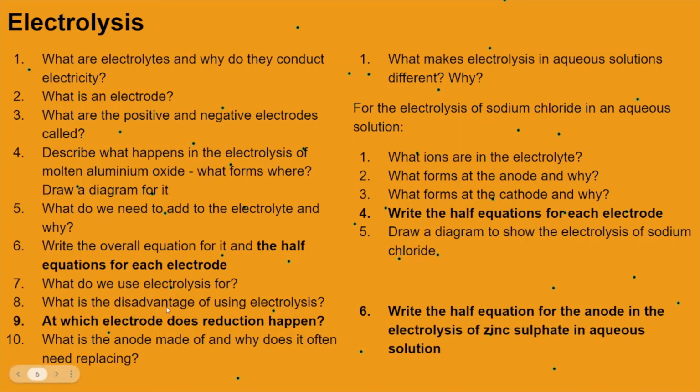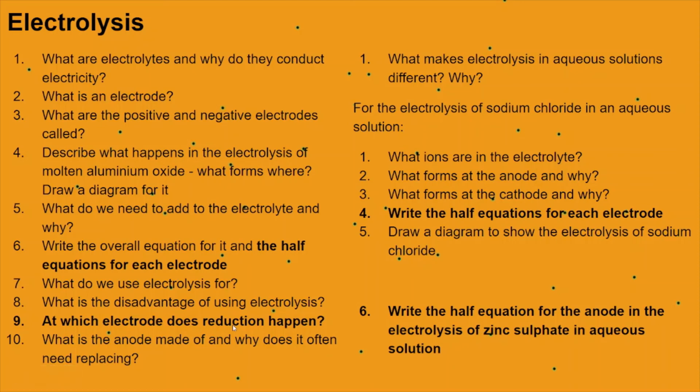The disadvantage of using electrolysis is that we have to heat it up really high so that we can get the molten compounds, so that we can melt the ionic compound. And that costs a lot of money to get that energy, so whether it's cost effective is difficult to say.